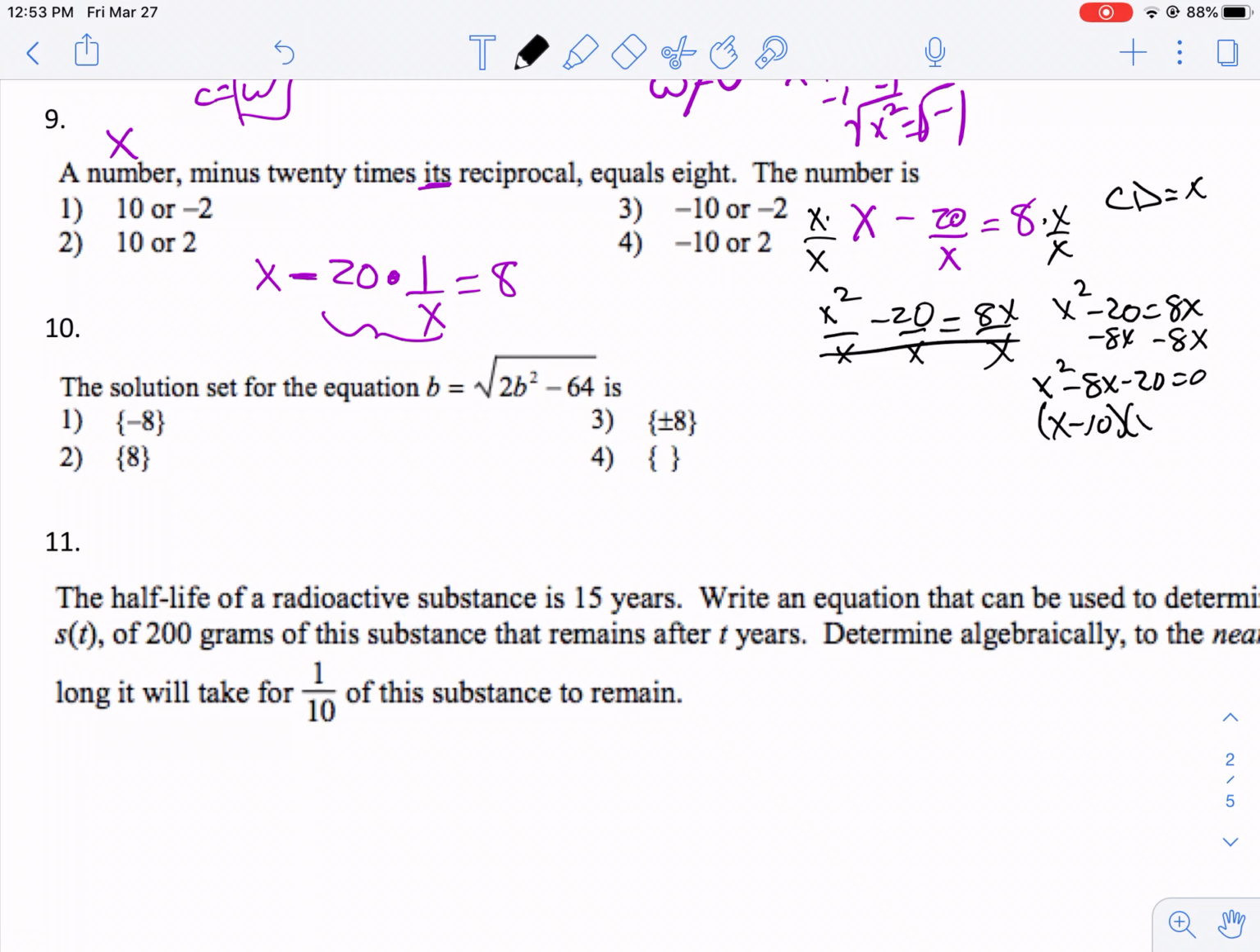-10 times 2 will give me what I need. Set them each equal to 0. X equals 10 and x equals -2. Now remember, when you have a fraction in your equation, you got to make sure that neither one of those answers will cause an undefined fraction. So if I put a 10 in there for the x, I'm good. If I put a -2 in, I'm good. So 10 or negative 2 are my answers.